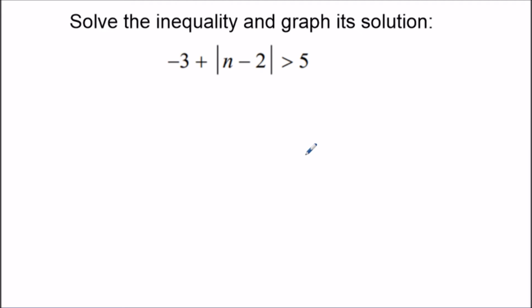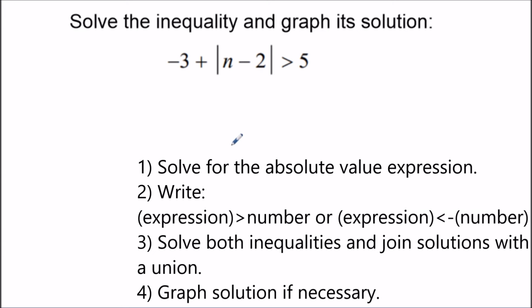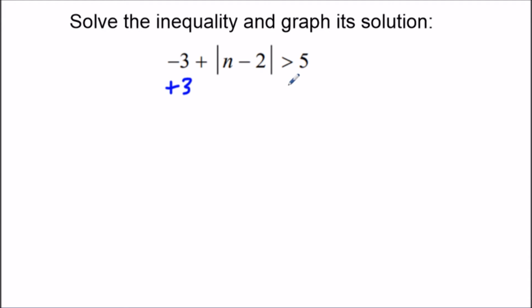So for the next question, now we're dealing with a situation where we have a greater than. So here are the steps in this case. Same start as we had to the last problem. We're going to start by isolating this term. So we're going to do plus 3 on both sides.